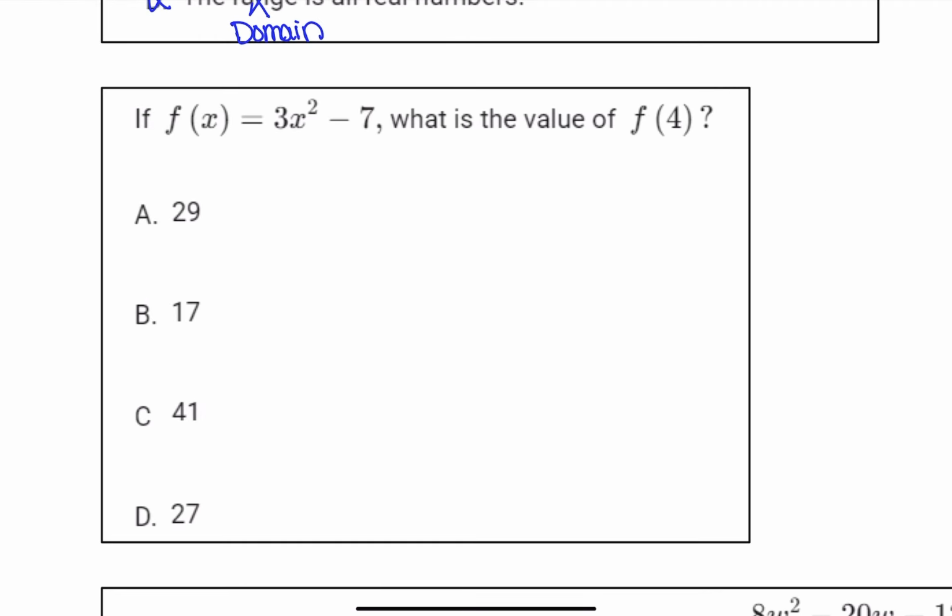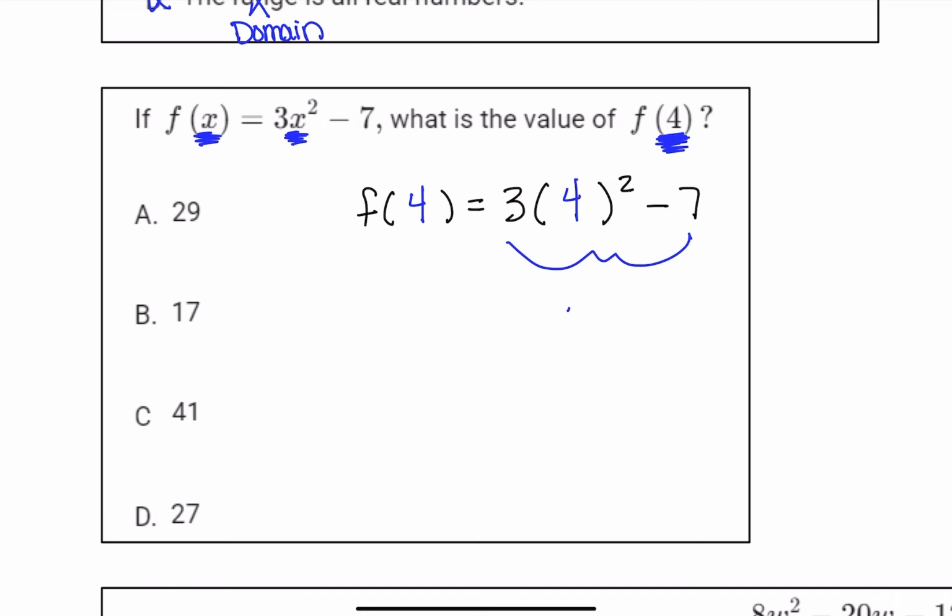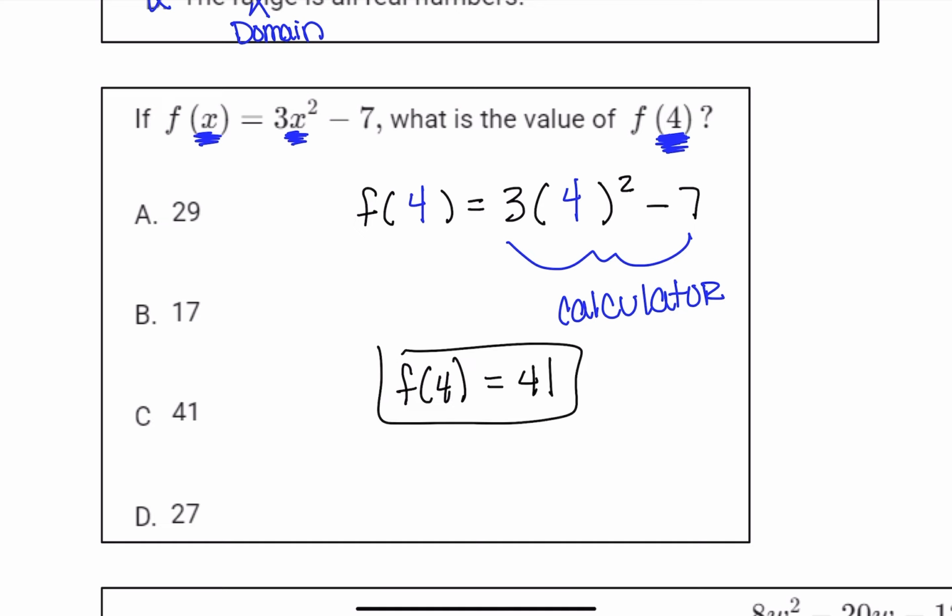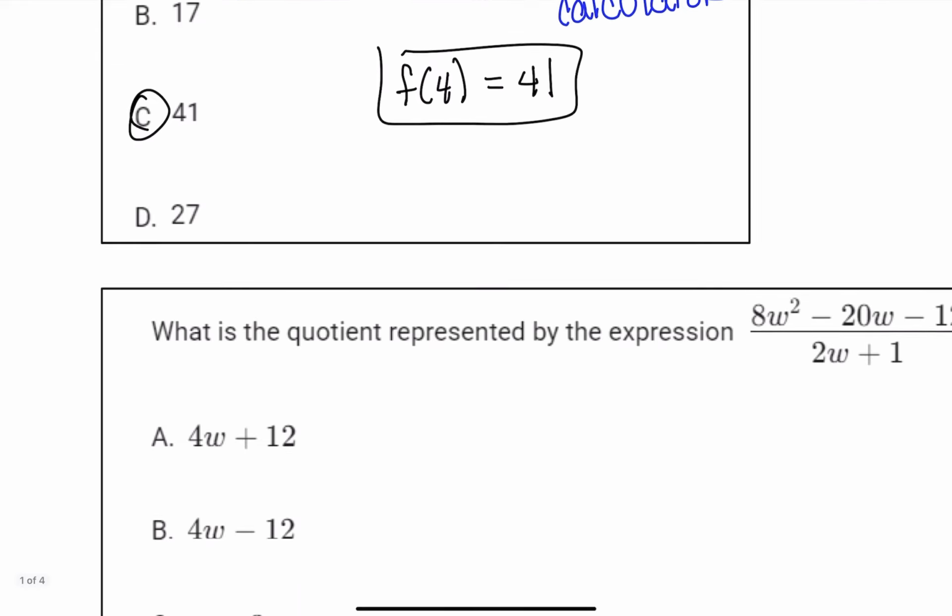Here, what is the value of 4? This 4 means that everywhere you see an X, you need to put that 4. So let's rewrite it. I have F, I have an X here, so I'm going to leave parentheses, equals 3. I have an X here, parentheses, minus 7. So I'm going to put that 4 everywhere there's empty parentheses. What you're going to do is put this part in your calculator. And when you do, you get F of 4 is equal to 41. And that's C.